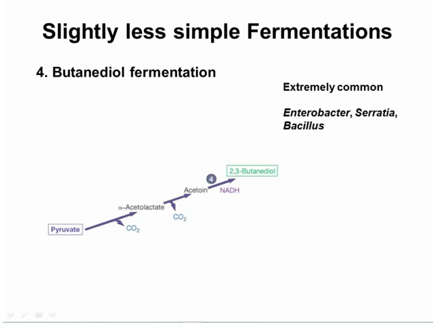Now, this used to be a fermentation. This fermentation used to be important industrially because 2,3-butanediol was the starting compound for the synthesis of artificial rubber. So this was used at the beginning of the 20th century. However, it was replaced by petrochemistry, so it's not used anymore. And for that, Serratia was used in that industrial process.